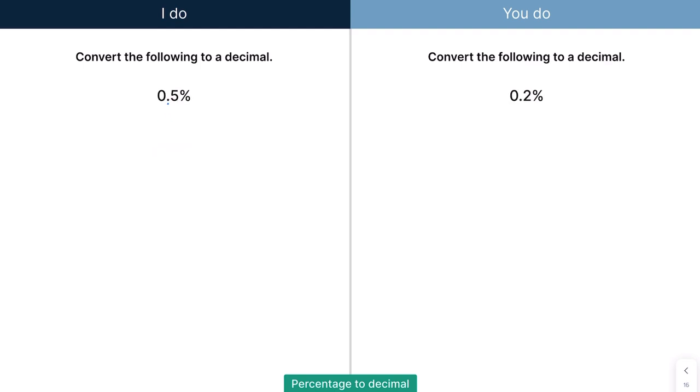Again, exact same thing here. The decimal is here. We hop twice. 1, 2. The decimal ends up there. So the final answer is 0.005. And again, exact same thing here. Hop twice. The decimal ends up there. So the final answer is 0.002. Moving on, exact same thing here. Hop twice.